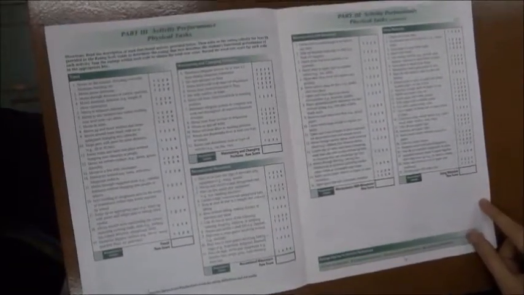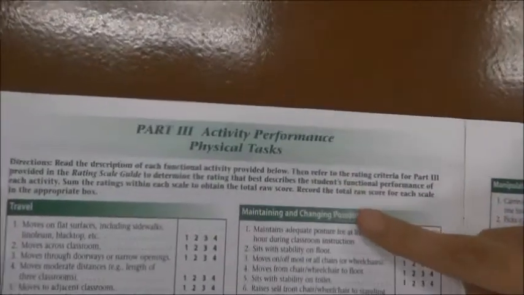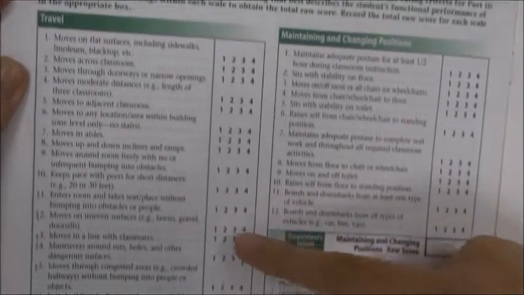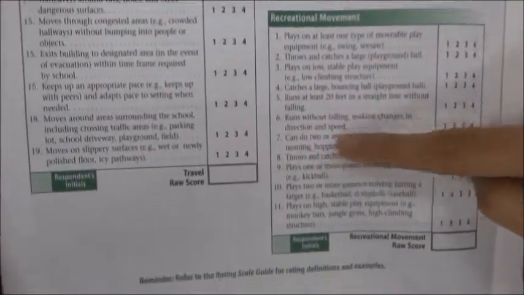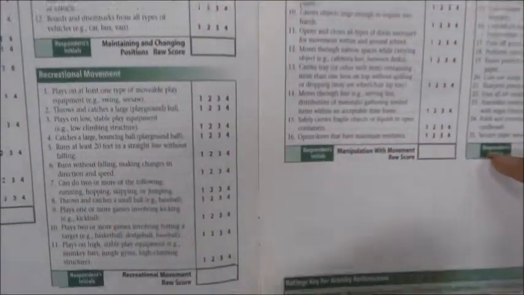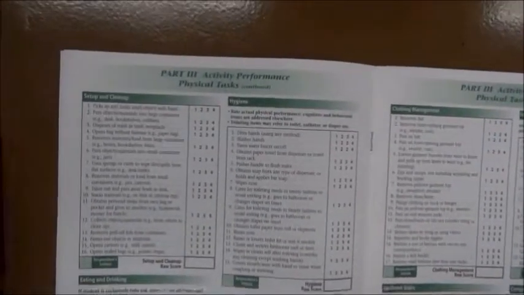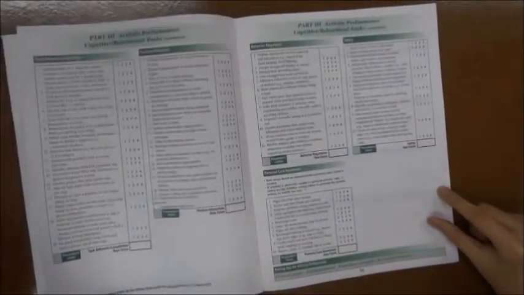Activity performance is based on 21 separate scales. Physical activity performance comprises 12 of the scales, and the other 9 scales are cognitive behavioral performance. Each functional activity is scored 1 to 4, with 1 being no performance and 4 being consistent performance. The score for each scale is combined for a total raw score.